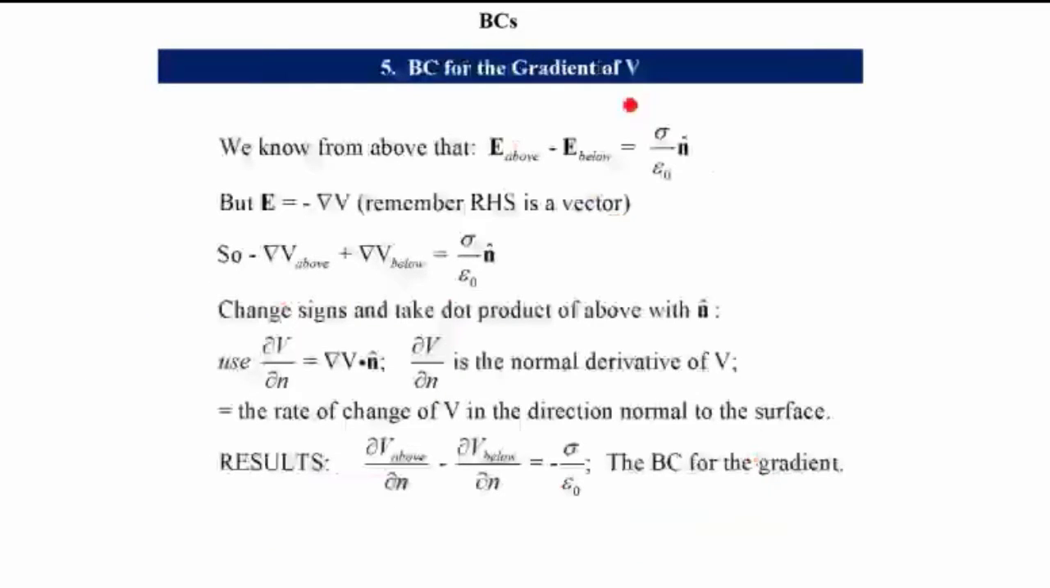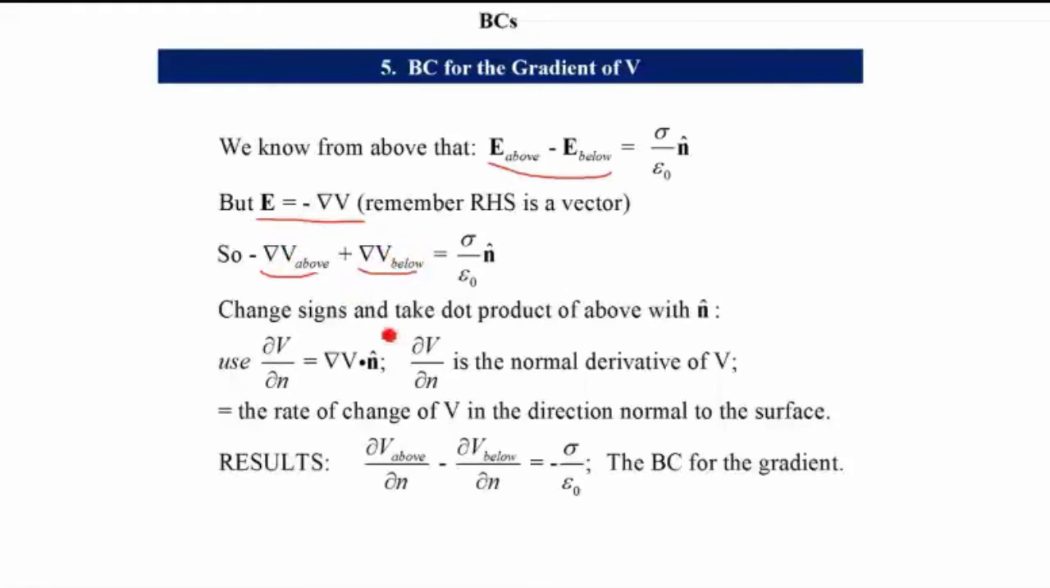What about the gradient? Well, it's pretty simple because we know that the E field is minus the gradient of the potential. Remember that this right-hand side is a vector. If we look at the change, this is the equation we had for the change in the E vector related to the surface charge density. This is a vector, this is a vector, and that of course is a vector. We put the minus sign in for the potential above, and we put a minus sign in here for the potential below, but the change in the E field, remember, was minus here, so this becomes a plus. So this is E above, this is E below.